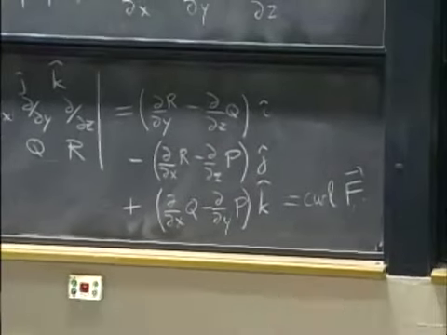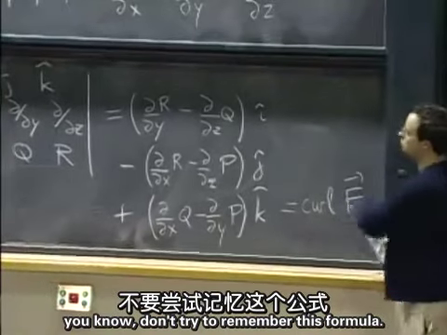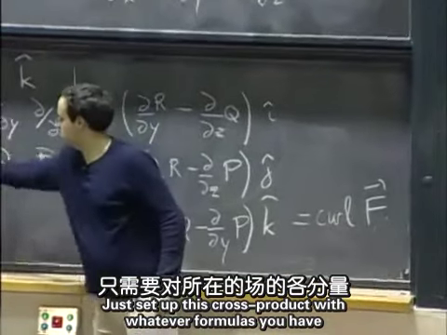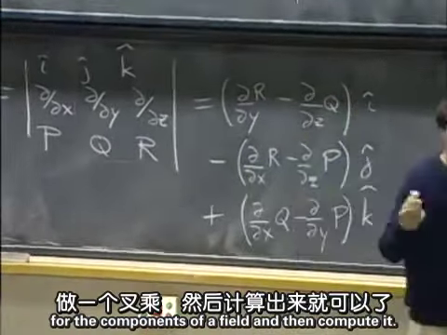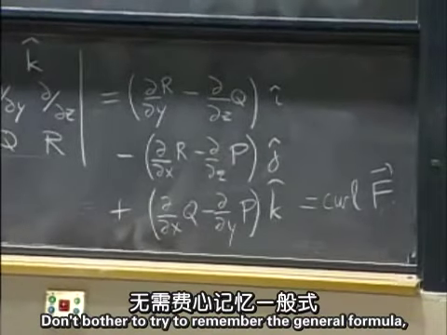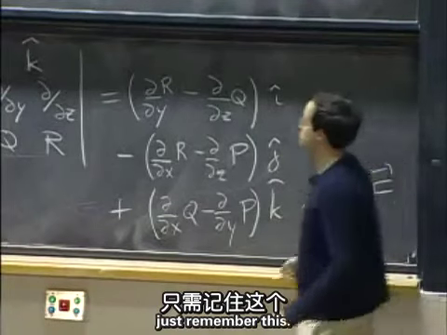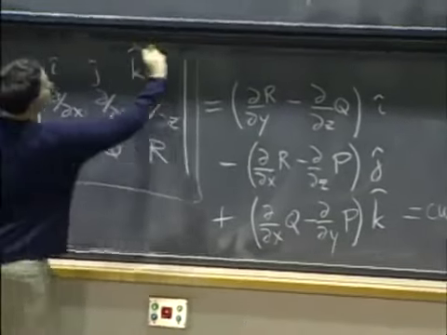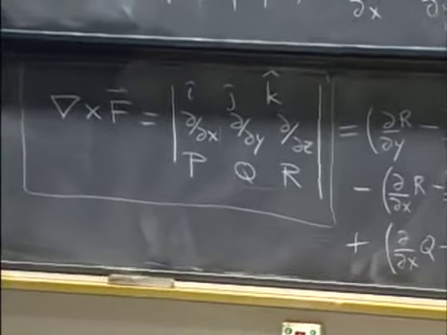Okay, so in practice, if you have to compute the curl of a vector field, don't try to remember this formula. Just set up this cross product with whatever formulas you have for the components of the field, and then compute it. Don't bother to try to remember the general formula. Just remember this.